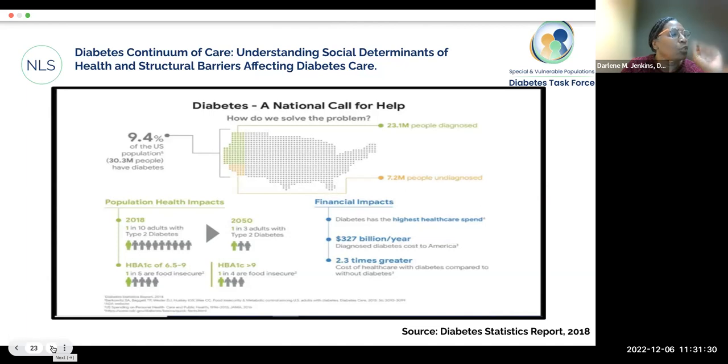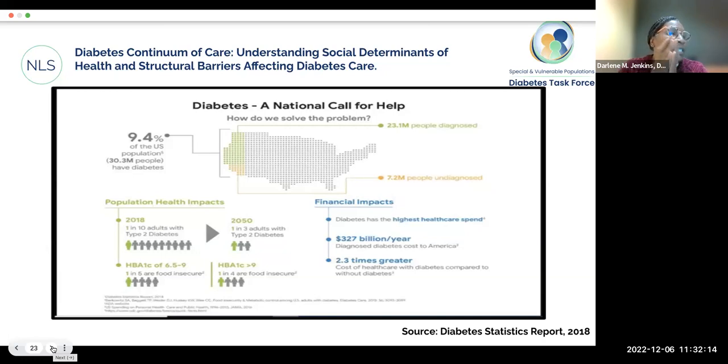But as we go farther on the continuum of time, we will see that unless we address food insecurity, by 2050, 1 in 3 adults will have type 2 diabetes, and then 1 in 4 with an A1C greater than 9 will be food insecure. I see the question here, does it differentiate between diabetes type 1 and diabetes type 2? No, it does not differ. This is just overall the prevalence of diabetes in our society.